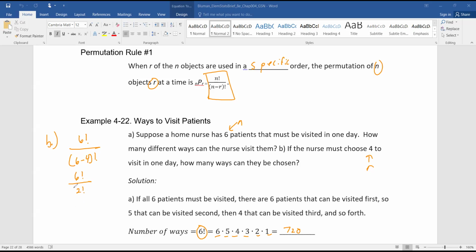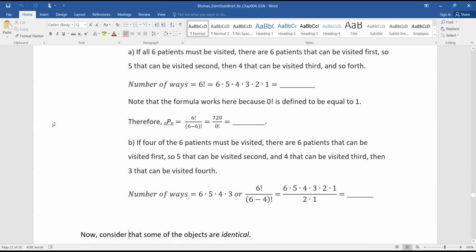Now, what's really cool about this is remembering what these things are. So 6 times 5 times 4 times 3 times 2 times 1 over 2 times 1, I really just have 6 times 5 times 4 times 3. So I can simplify my answer, 6 times 5 times 4 times 3, and I get 360 combinations to choose from if I only need to see 4 of my 6 patients. All right. So that's how you could use the permutation rule formula. So again, that would be the result there.